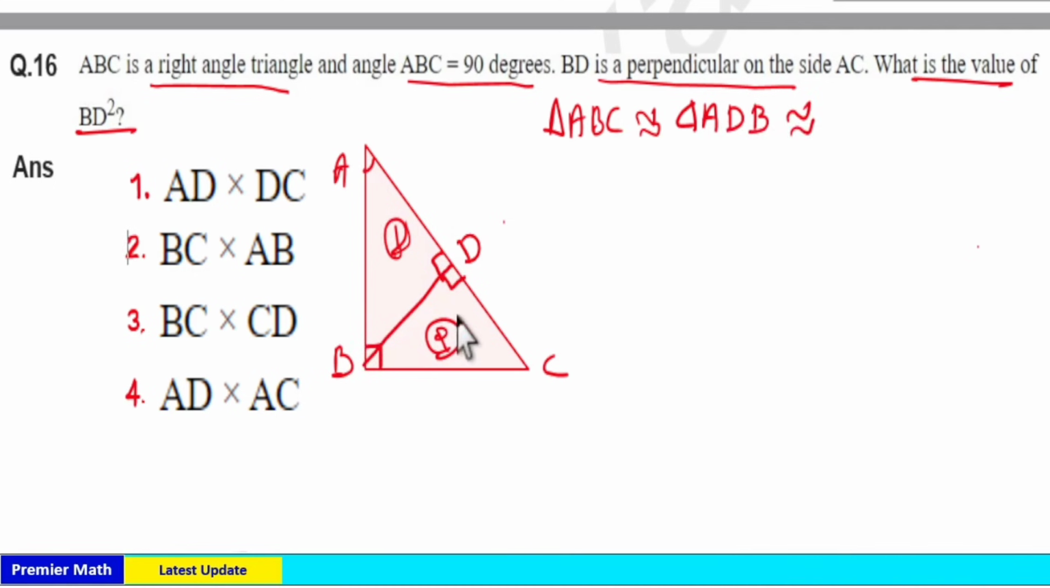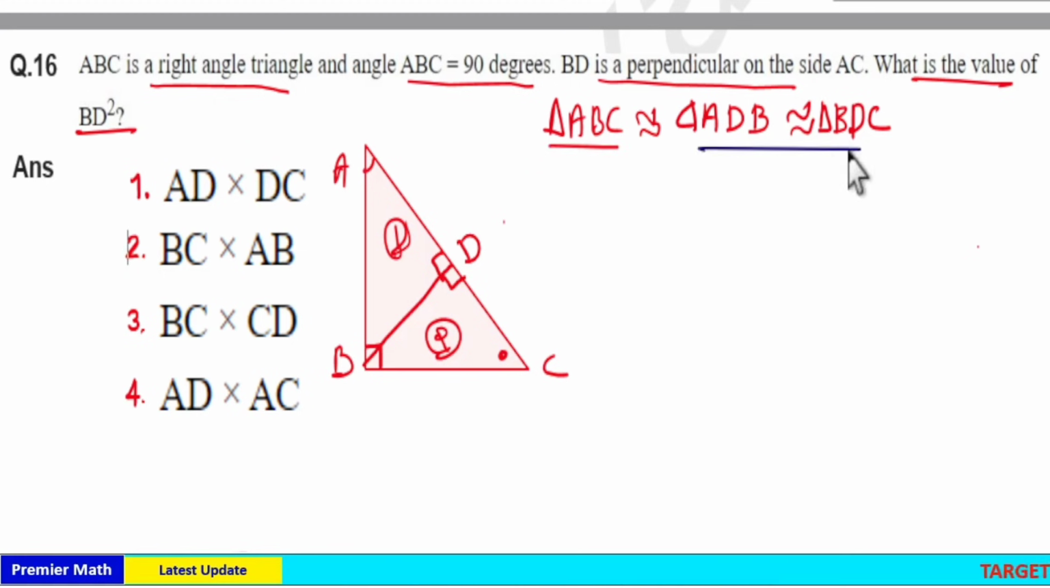Same way, write the third triangle. That is, in ABC and BDC, C is common. So write the third letter C. And in ABC, B is 90 degree. In BDC, D is 90 degree. So write the second letter as D. Now D and C are taken. Remaining is B. So first letter is B. So triangle BDC similar to triangle ABC.